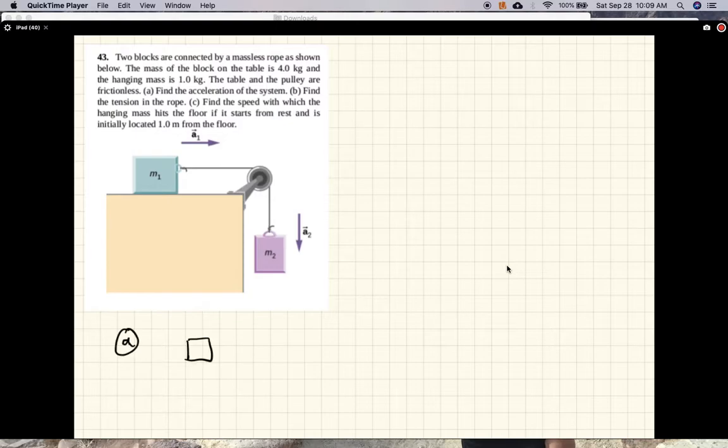So here's the mass m1, and here are the forces acting on it. This is sitting on the table. There's the tension. The normal force is canceling the weight, so there's no force in this direction. The only force acting in this direction is the tension. There's no friction. So for mass m1, the equation is T equal to m1a.